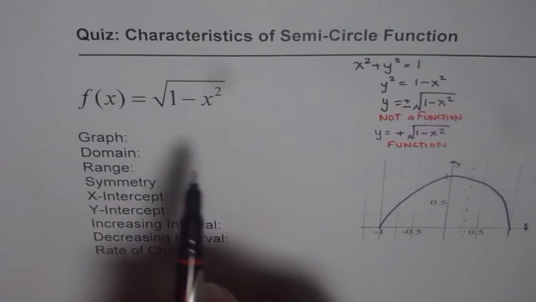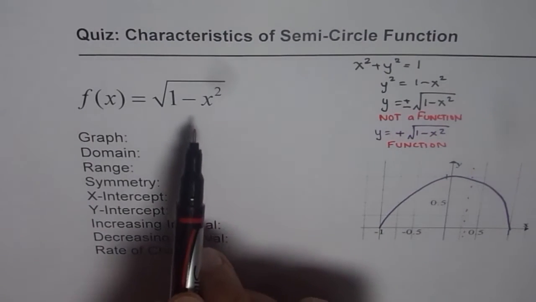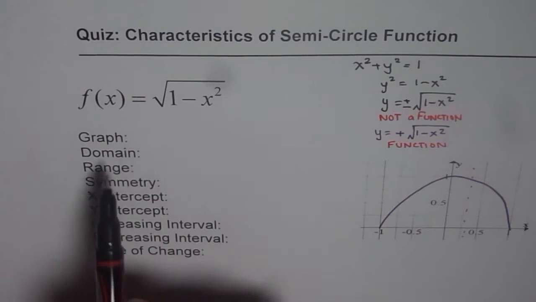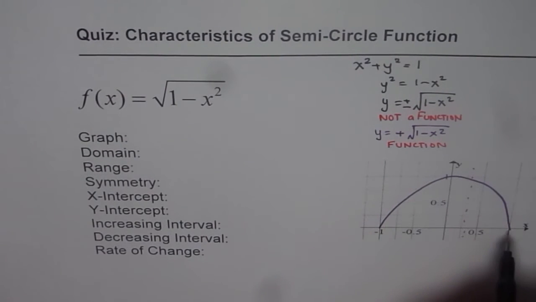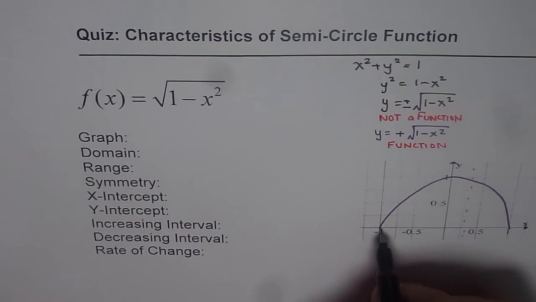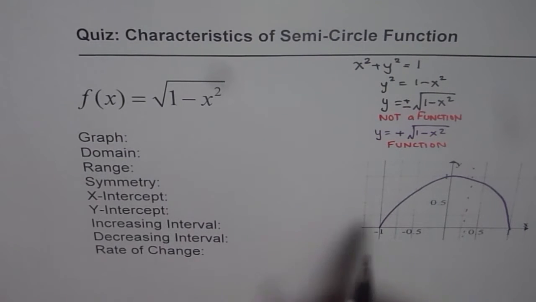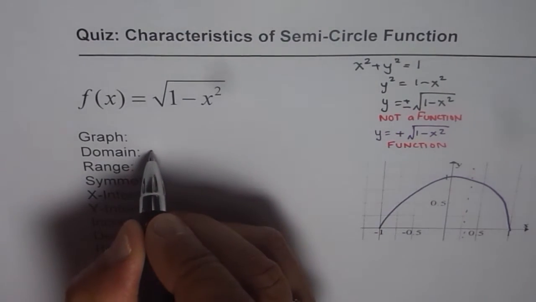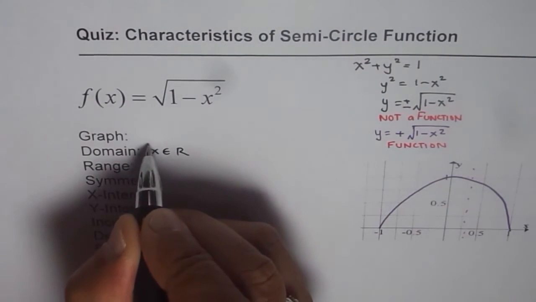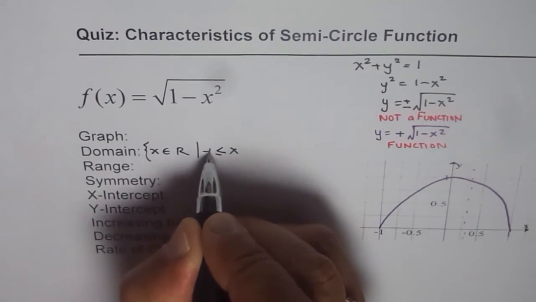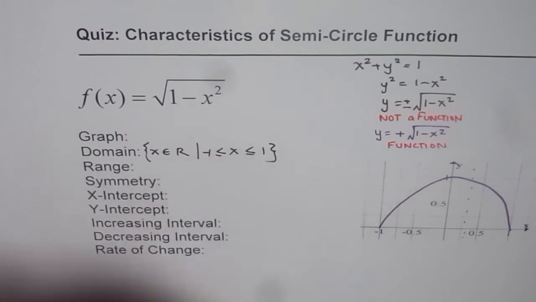Now let's explore this semicircle, and I'm calling this a parent semicircle, okay? So the graph I've already drawn here for you. It's not so good, but I hope you get it. It's the top half of a circle. Now domain and range. As you can see, the domain is from -1 to 1. So we can write domain as x belongs to real numbers, where x is greater than or equal to -1 and less than or equal to 1.